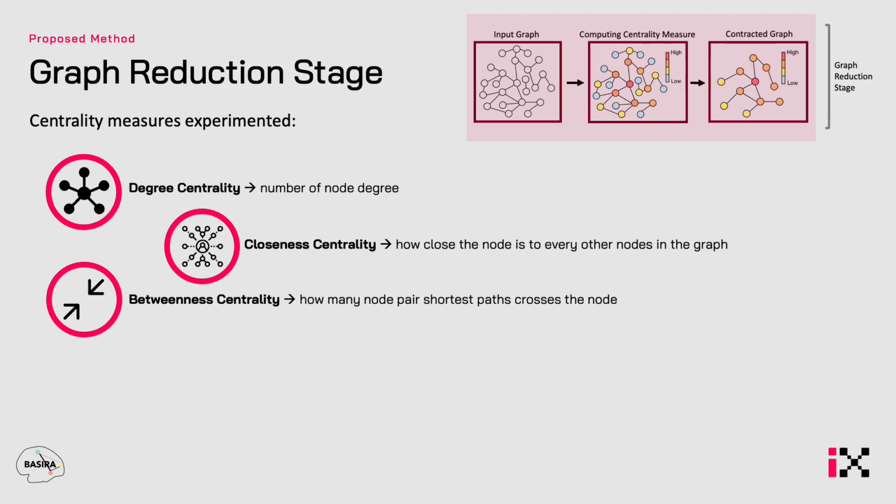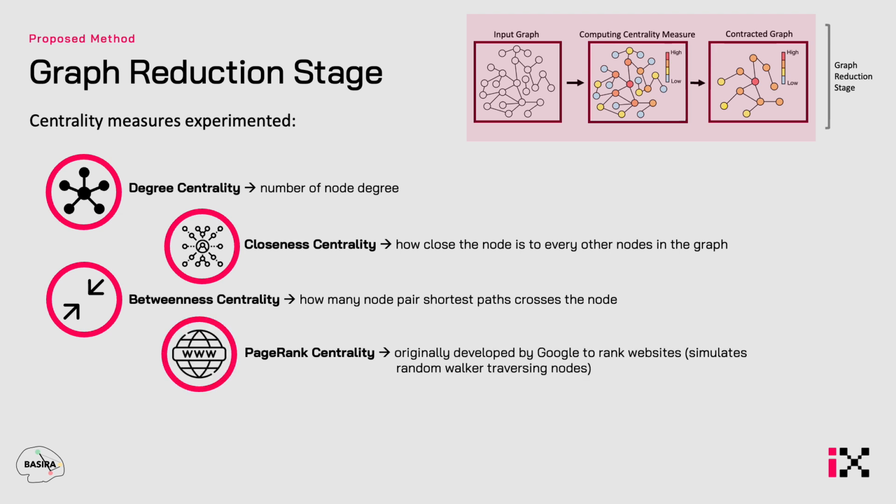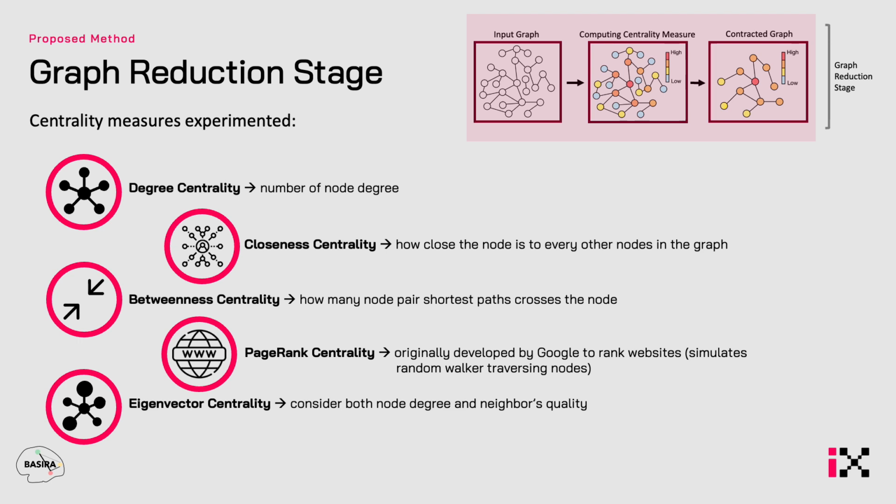our node of interest. Then we also have the PageRank centrality, which was originally developed by Google to rank their websites. And finally, we have the eigenvector centrality, which is an improvement to the degree centrality as it now considers both degree and neighbors' quality.